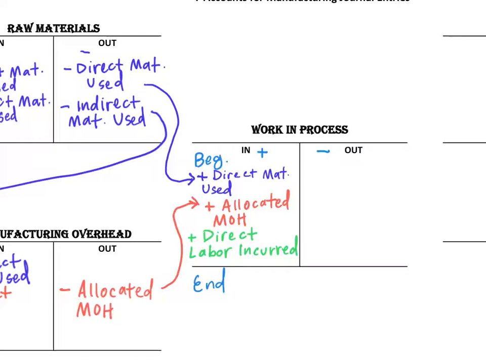Now we have listed all of our inputs into the work in process T account, but what about our outputs? We remove costs from work in process as we complete items. So the cost of all the items that we complete is called cost of goods manufactured, and that is what is removed from the work in process account as we complete items.